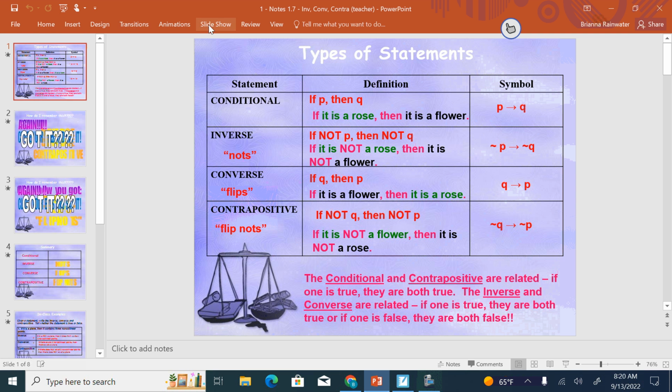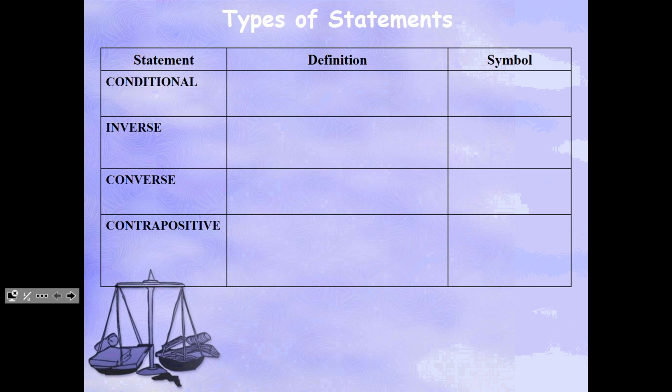Yesterday we started out talking about conditional statements, right? We said a conditional statement was just something that has some hypothesis and a conclusion. Some action causes some reaction. Something led to something else, okay? Today we're still talking about conditional statements, but we are also going to talk about 3 other ways you can change your conditional statement into something else, and that would be our inverse, converse, and contrapositive, okay?